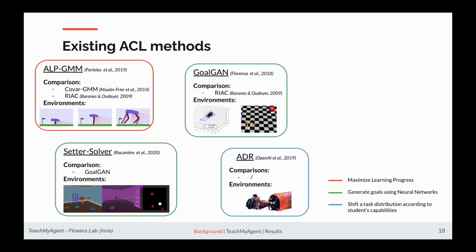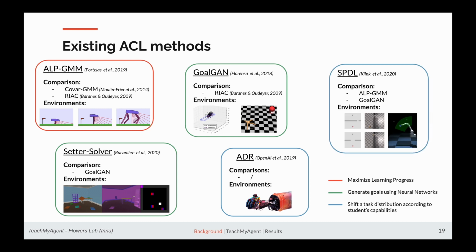GoalGAN. And finally, there are methods that have a task distribution and make it drift over the task space given the student's capabilities. For instance, there is automatic domain randomization, or ADR, which was introduced in OpenAI et al. 2019 with no comparison against other ACL methods. And there's also self-paced deep reinforcement learning, or SPDL, which was compared against ALP-GMM and GoalGAN.